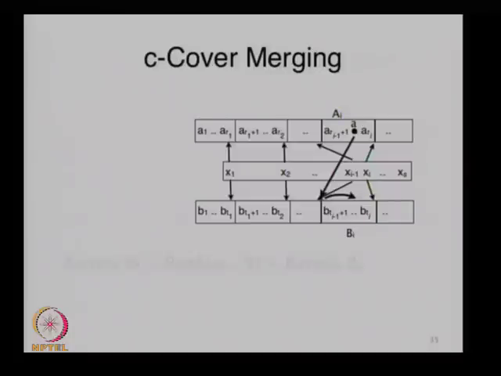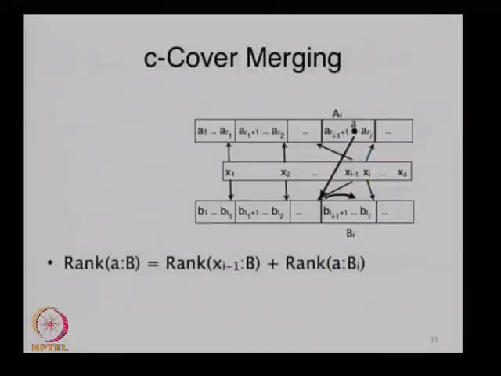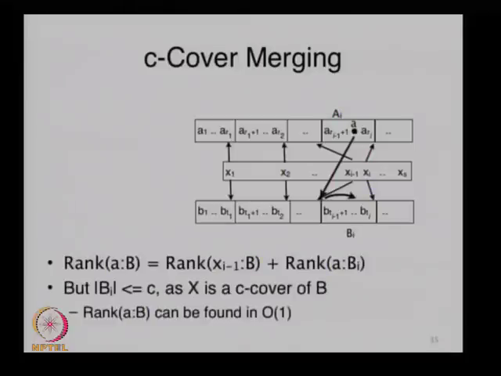Okay. So officially, the rank of A in B is rank of xi minus 1 in B plus rank of A in BR. And if we had n processors for every element of A, then in order n work, we would have found all ranks. Order one time, because they're all independent of each other. Order one time, order n work, we can find the entire rank.